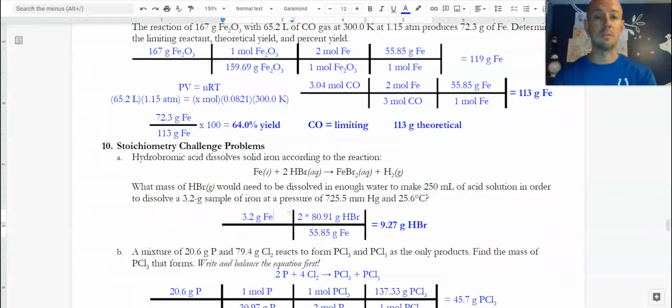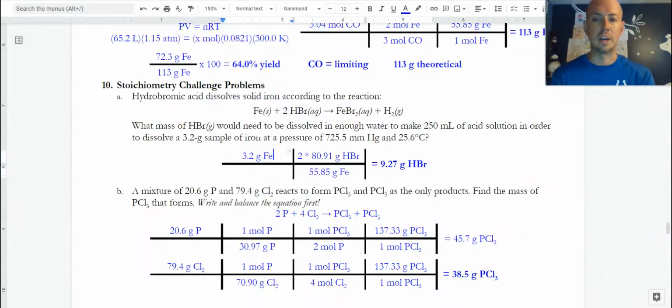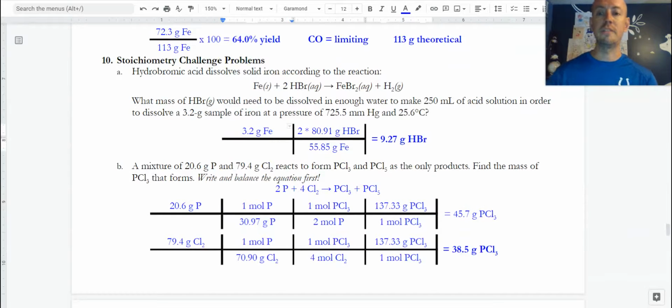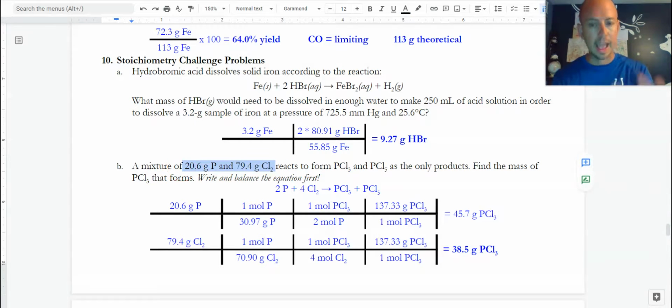We could have done this all in one step as long as we did account for that 2-to-1 as we did right here. This first one, we've got a mixture of phosphorus and chlorine reacting to make 2 different products. Find the mass of PCl that forms. This one is a little bit tricky because it doesn't give us the equation. And as we approach it, we need to recognize that it's still the amount of reactant A, the amount of reactant B, a limiting reactant problem.